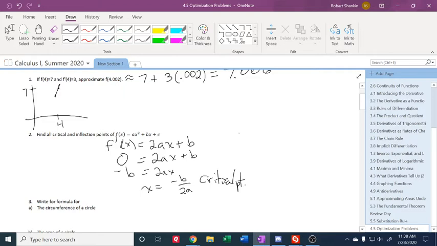Okay. Now, to get the inflection point, you do the second derivative. And the first derivative was here. If I take one more derivative with respect to x, the b goes away, and all I'm left with is 2a.